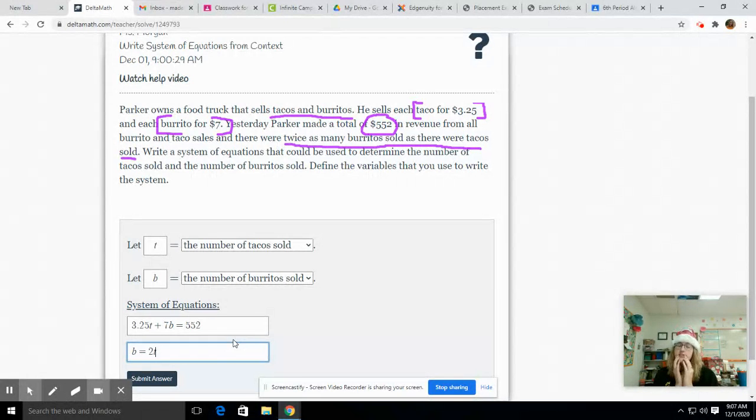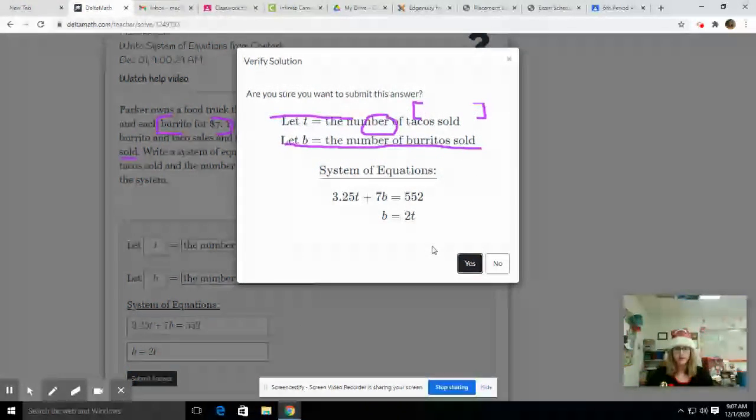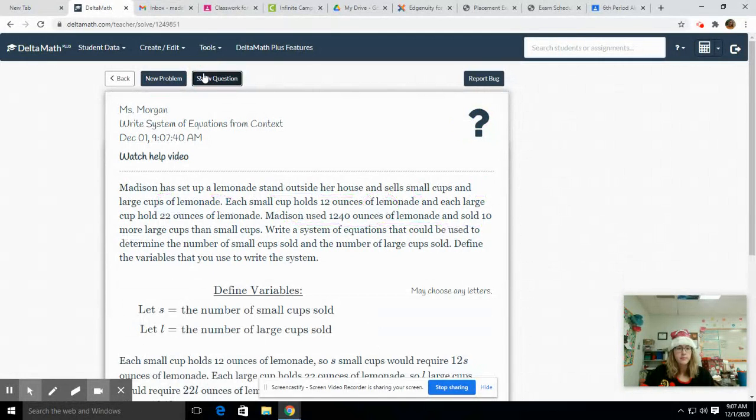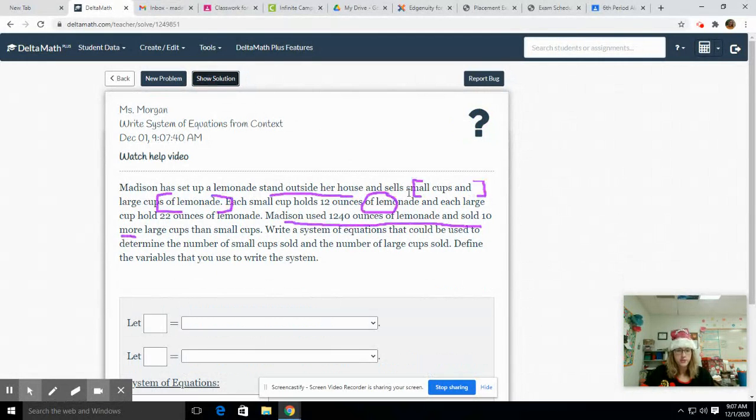If you want to double check and think, does that make sense? If I had 5 tacos, this equation gives me 10 burritos. So that does make sense in terms of our problem. We're going to go ahead and submit that and see what it says. And yeah, we were right. So we'll do another one like that. Show question. Good. And I want to wipe the screen clear. Well, look at how fancy these tools are.